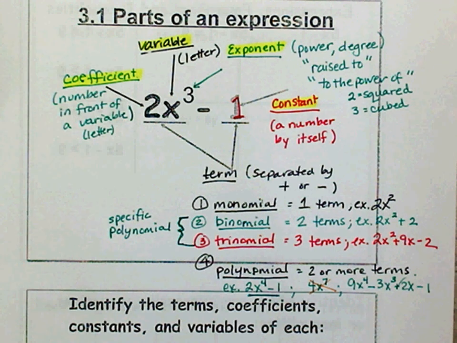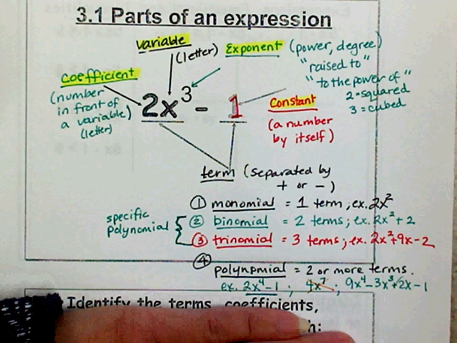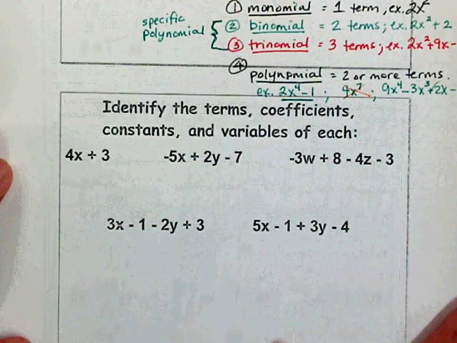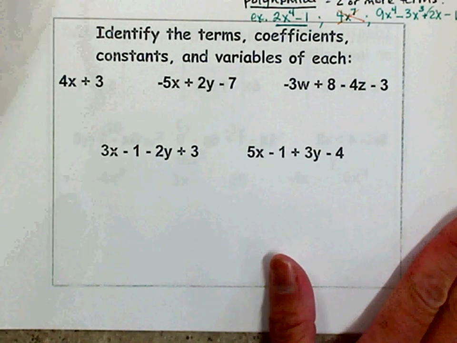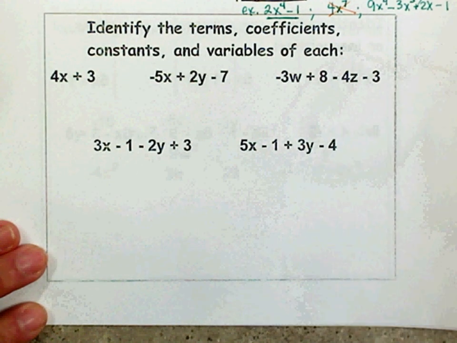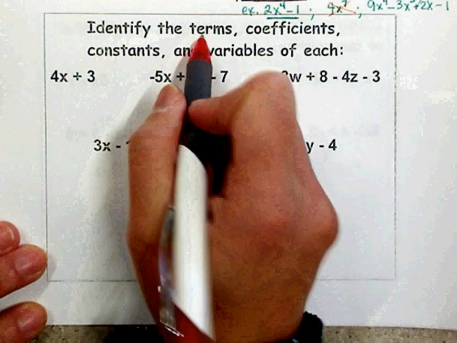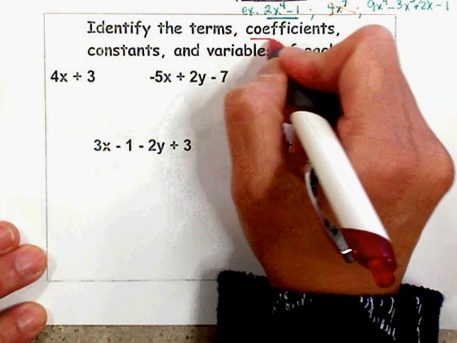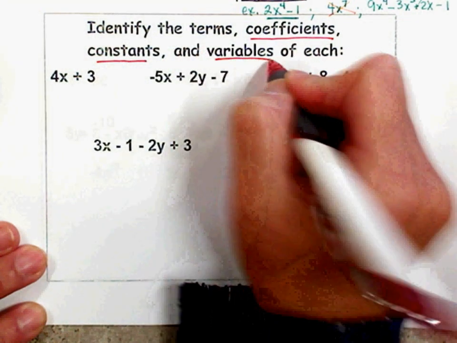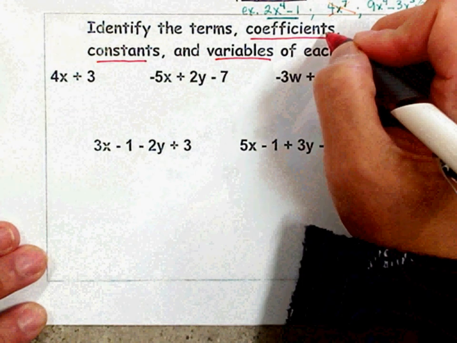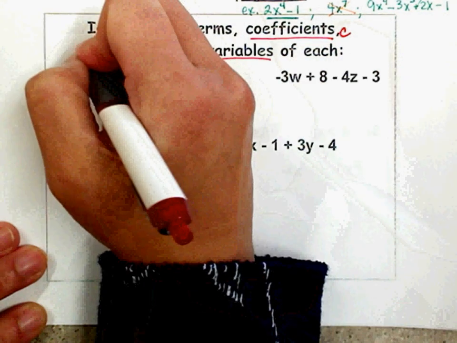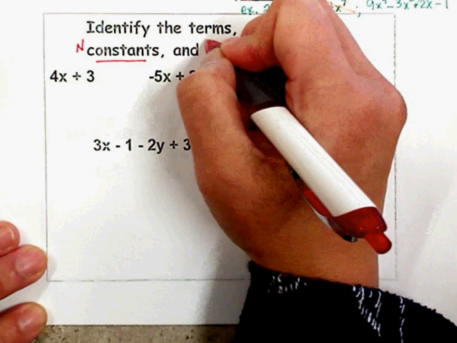Alrighty. So there you have parts of an expression. All right. Part 2, we're going to identify the following. Identify the terms. Tell me if it's a coefficient, a constant, or a variable. Okay? So if it's a coefficient, we're going to write C. If it's a constant, we're going to write N. And if it's a variable, we're going to write the letter V.